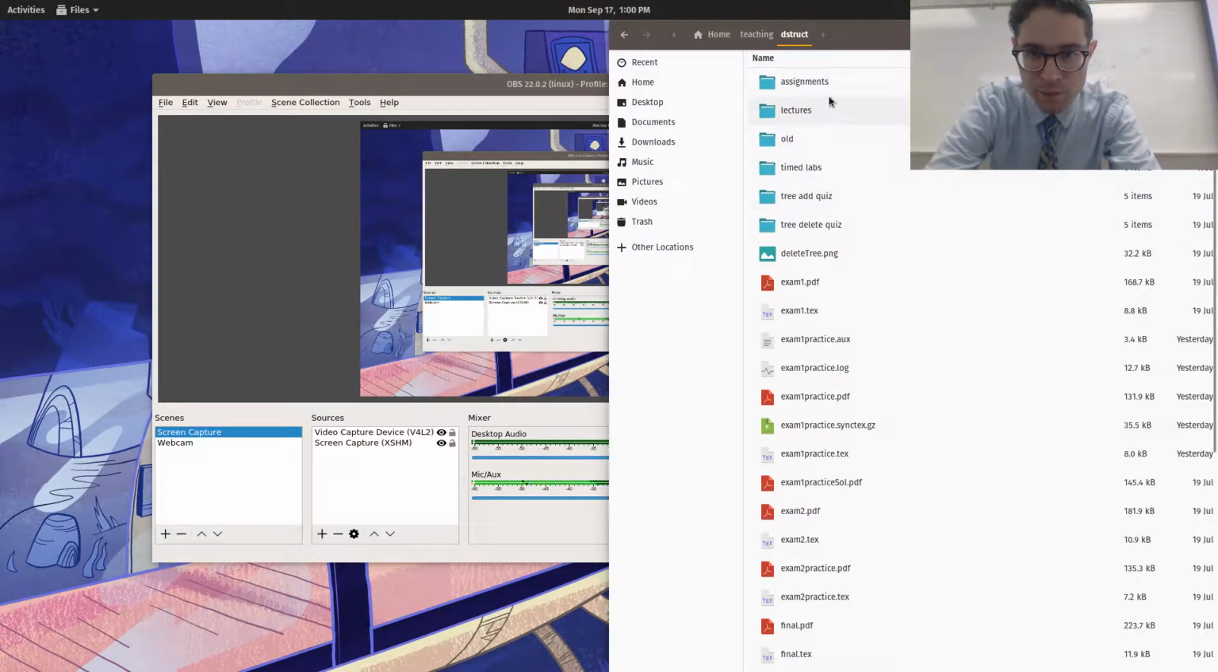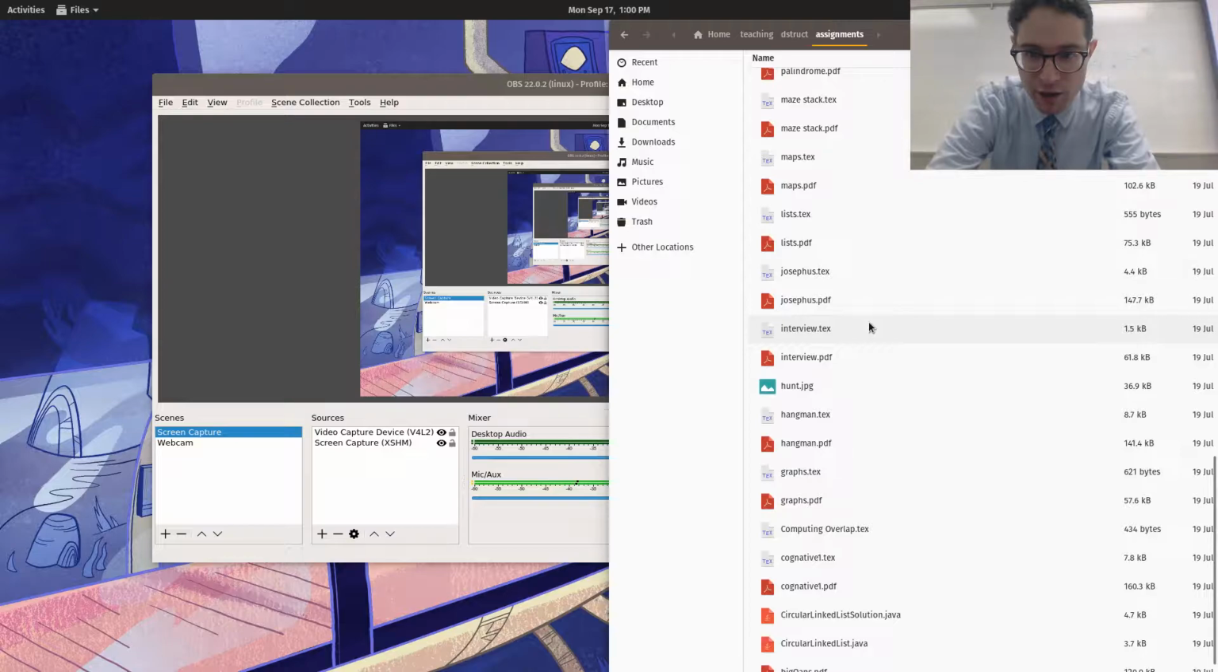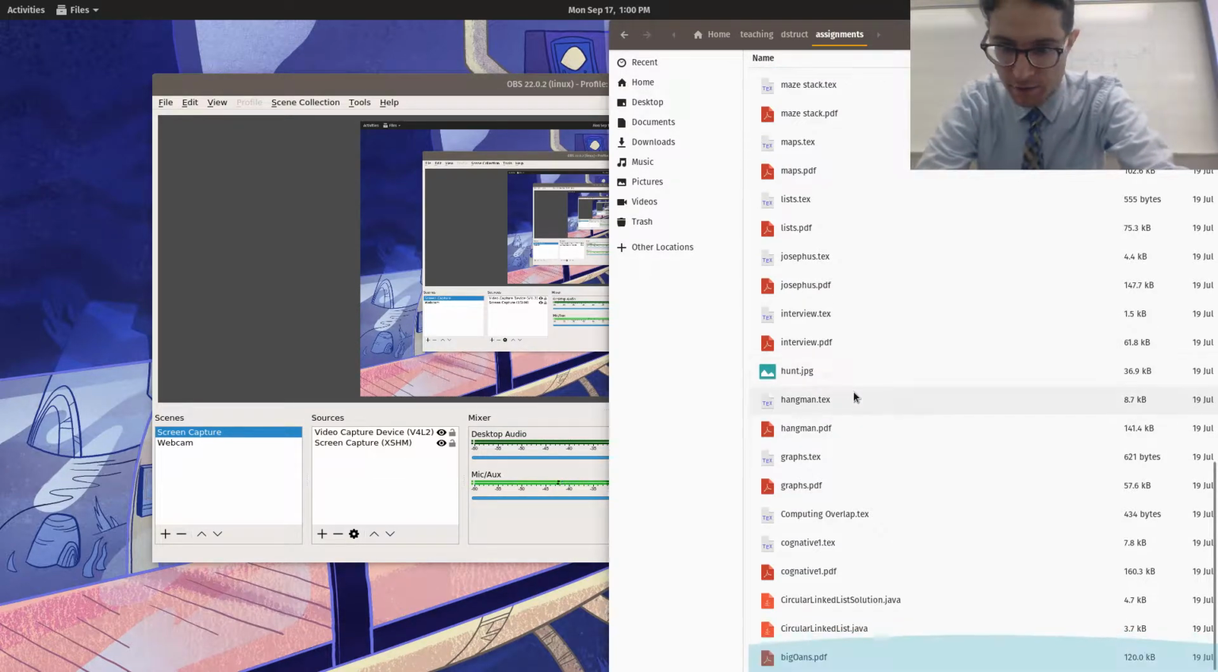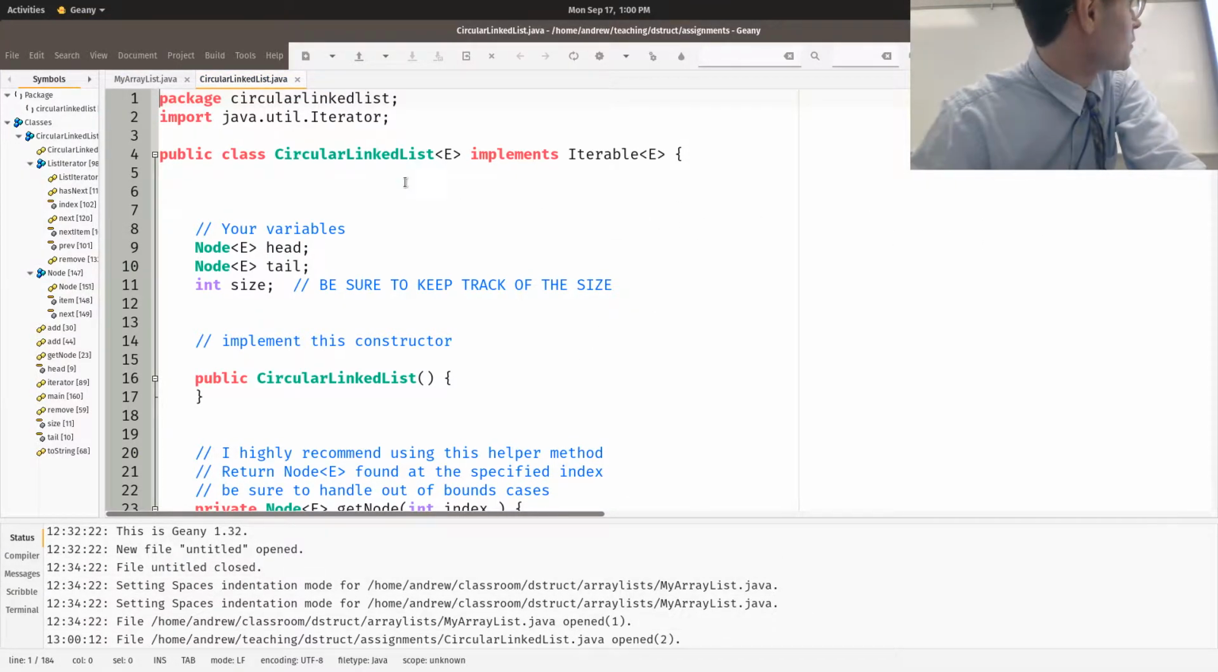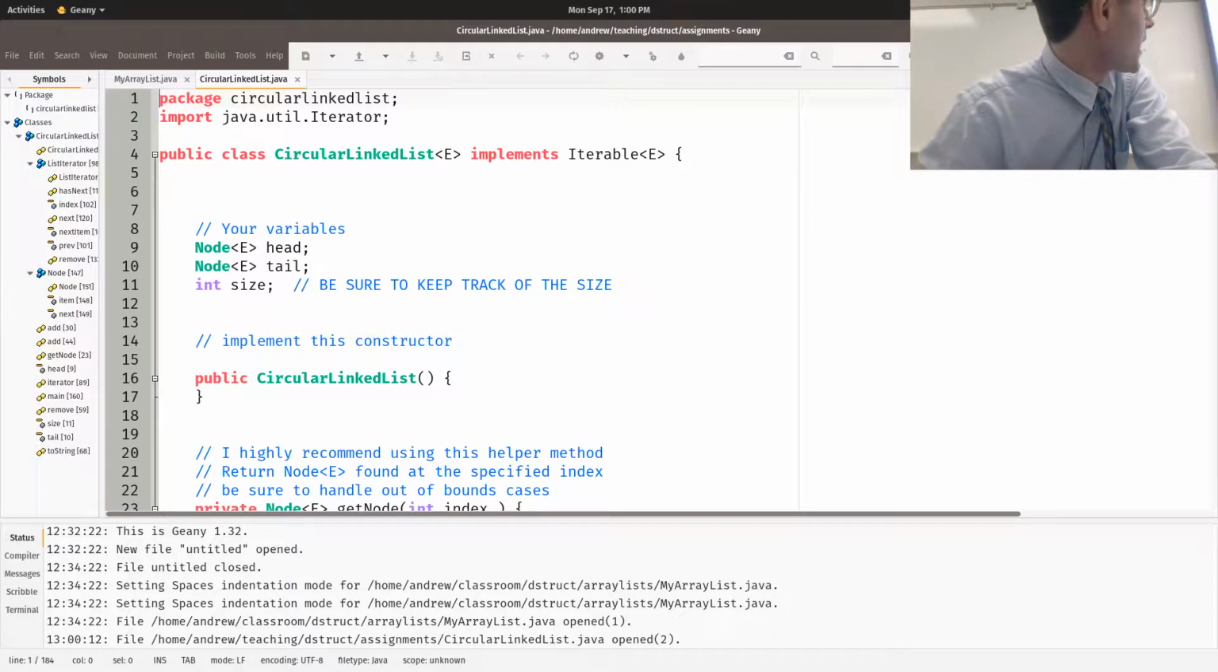Data structures, assignments. So the extra credit I'm planning on working on is an encryption algorithm. So let's see, what did I just hand you? I handed you this code, right? Keep track of a head and tail variable, right? I give you a head and tail and a size. I remind you to keep track of the size, right?